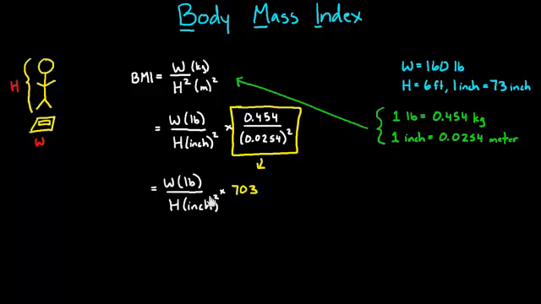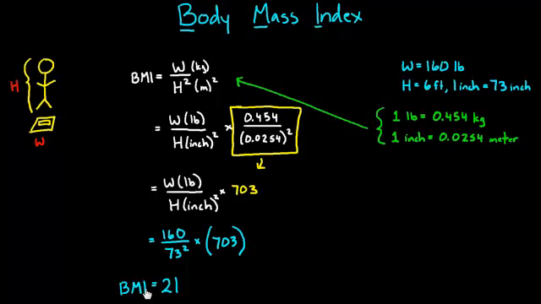So going back now, I can finally throw in my own numbers, right? I can say, okay, so my BMI is 160 divided by 73 squared, times 703. So let me erase that just to make it clear. Okay, so this math works out to 21. So my BMI is 21.